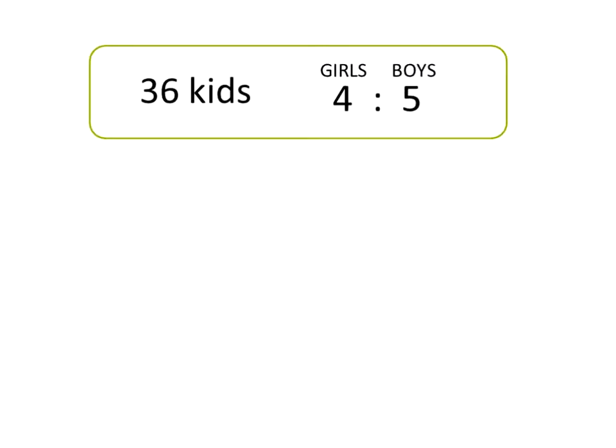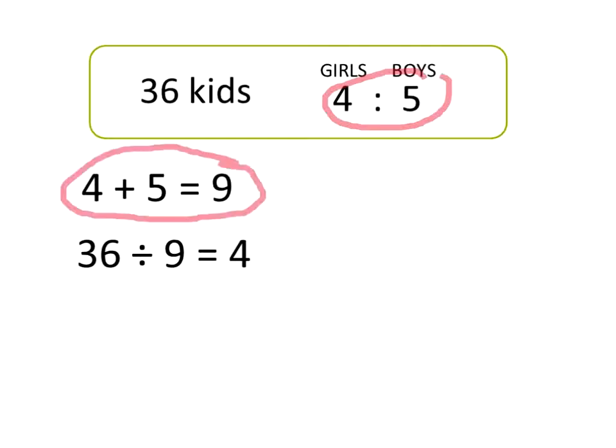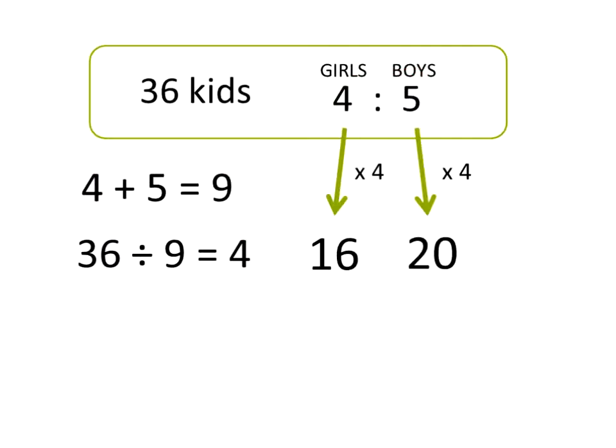So I'm going to now show you a solution. So first, I know this ratio here is 4 to 5, so I'd add those and I'd get 9. Then I would divide 36 by 9 and I get 4. Then I would take each term of the ratio and multiply it by 4. And lo and behold, I get the answers 16 and 20.